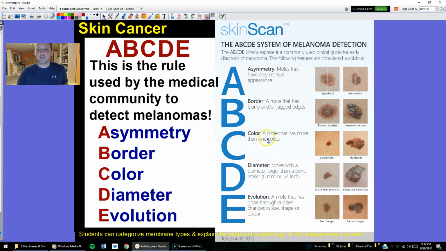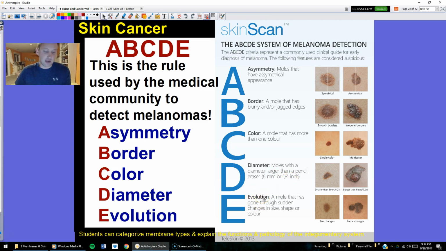If the coloration has multiple colors, so more than one color, it is more likely cancerous. If the diameter is greater than 1/4 inch, so basically if this is a big sucker, more than 1/4 inch, then this is, again, more likely to be skin cancer.